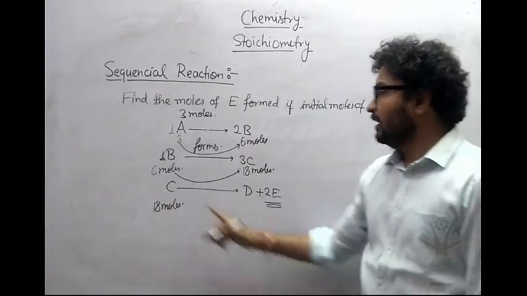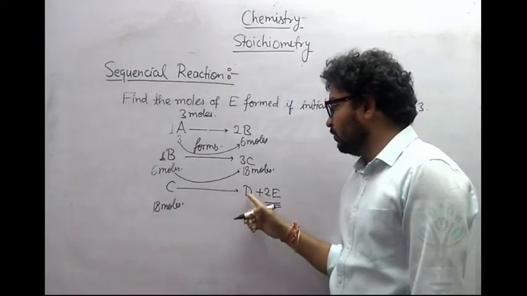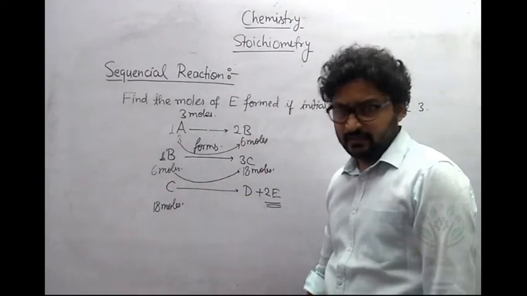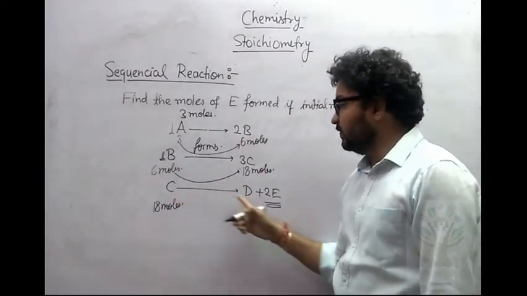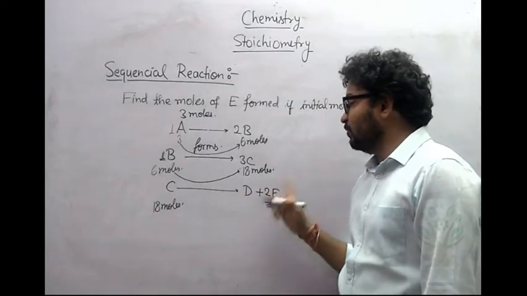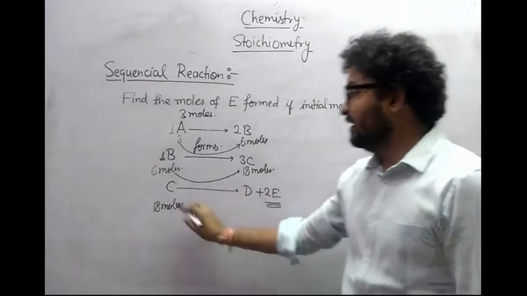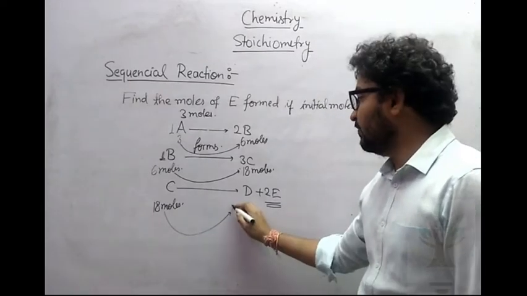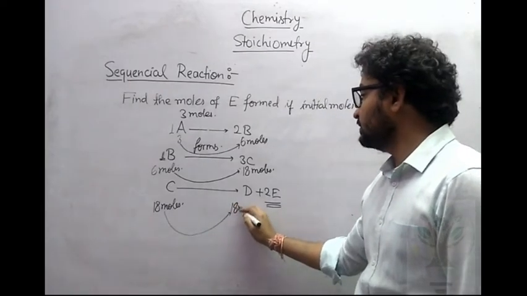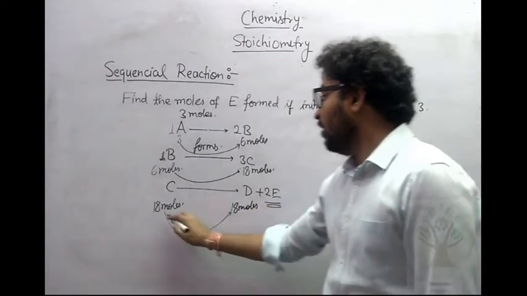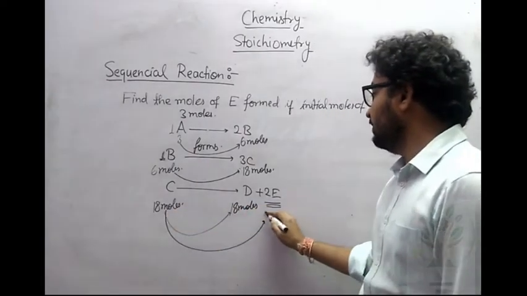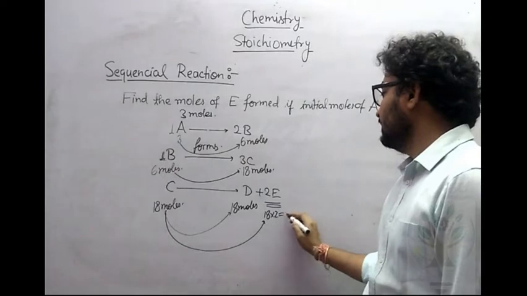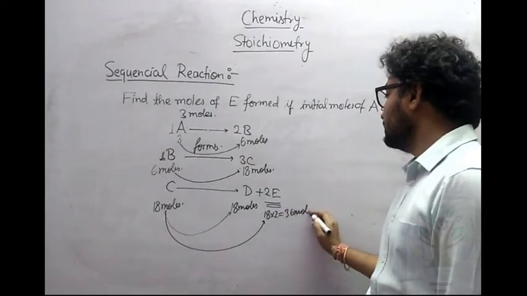Okay, now see here. Each mole of C gives you 1 mole of D and 2 moles of E. Now you have 18 moles of C. So can you tell me how many moles of D will be formed? Moles of D will be formed how much? 18 moles. And how many moles of E will be formed? It will be 18 into 2, that is 36 moles.